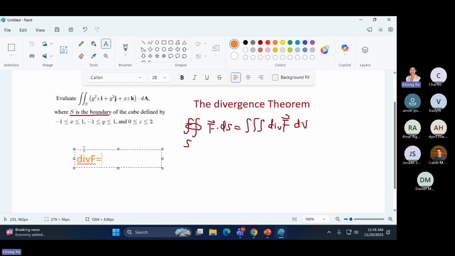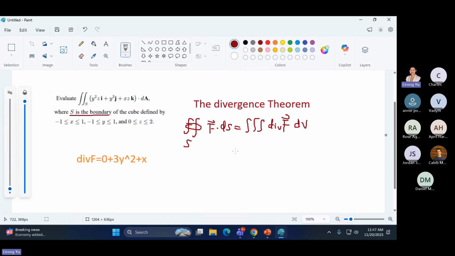So we find the derivative of the first component with respect to x, which actually gives us 0, because y squared z is the first component, it doesn't have x. So you differentiate with respect to x, you'll get 0. The second component is the y component. We differentiate with respect to y, we'll get 3y squared. And the last component we differentiate with respect to z. Derivative of z equals 1. So x times 1, which is x. So that's what we're going to triple integrate.